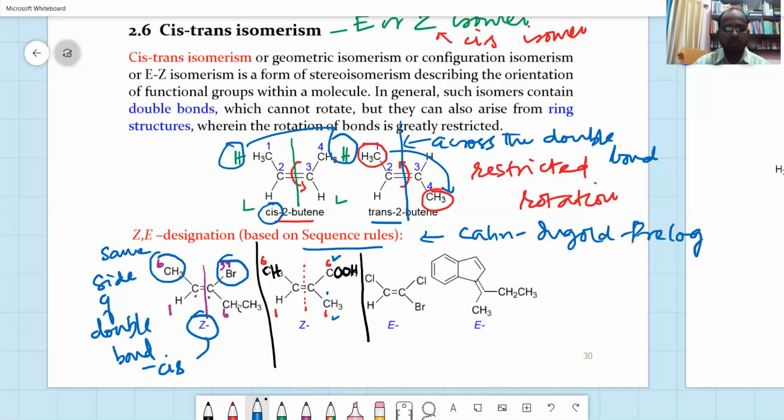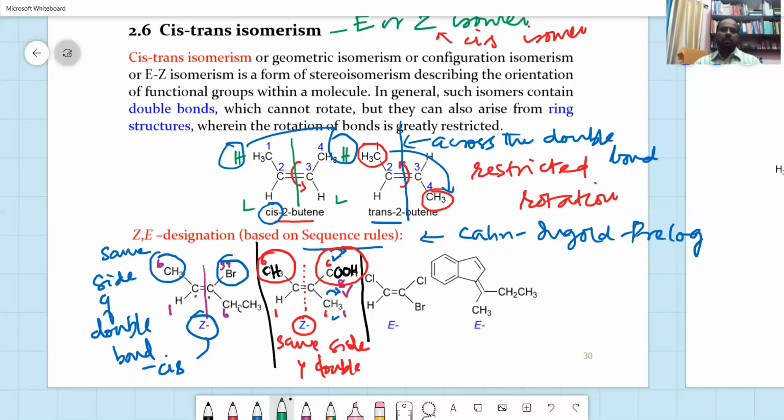So as for the sequence rules, you have to look into the next group there. Here also you have to look into the next group. If you go to the next group, it is oxygen, that is 8. This is hydrogen, that is 1. Oxygen is having higher priority. Therefore, the heavier group is on this side, another heavier group is on this side. Both are on the same side of the double bond. Therefore, it is given as Z configuration.